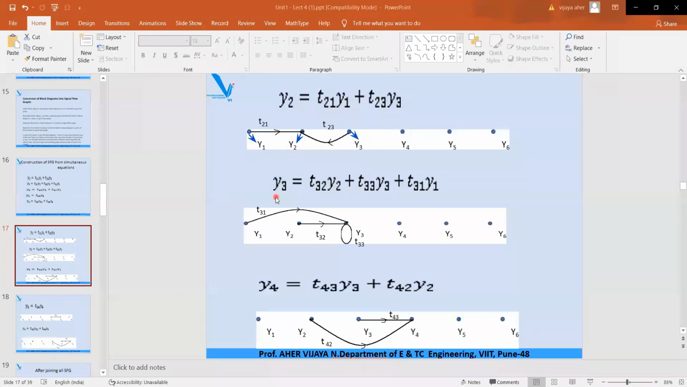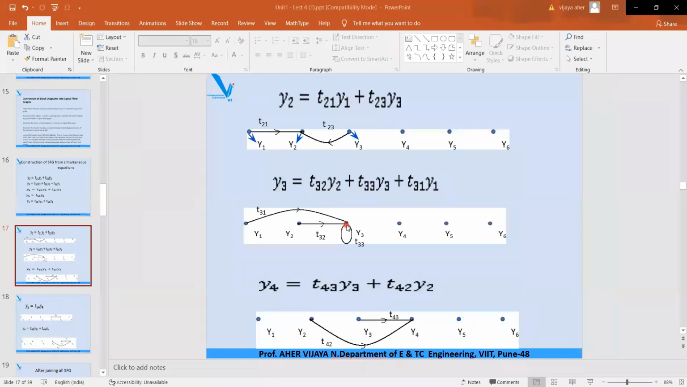Now coming to second equation y3. Y3 is nothing but y3 node is equal to T23 y2 plus T33 y3. आता इथे काहीच नाहीये बघा. सेल्फ नोड आहे, लूप आहे हा. प्लस T31 y1. आता कसं काढायचंय बघा. ड्रॉ कसं करणार SFG फ्रॉम दिस T32. कुठं आहे T32? This is T32.